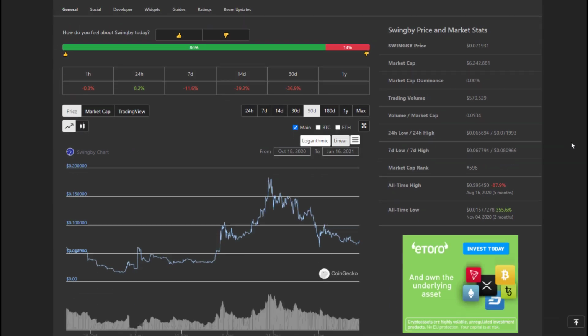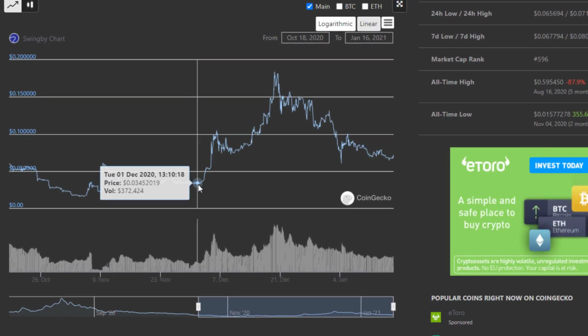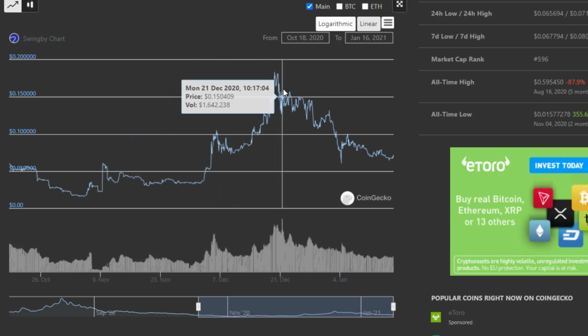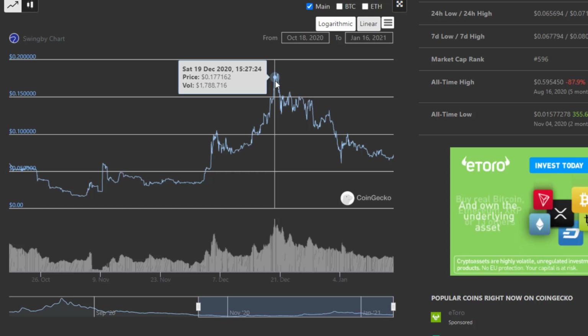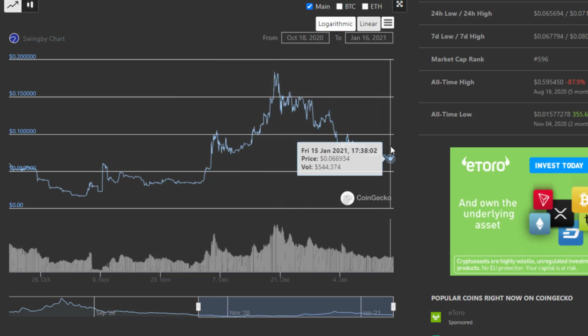Now, at the time of making that video, that was right around here, Swingby was just over 3 cents. After making that video, we saw a huge pump. It went all the way up to 17 cents and now it's come back down. It's still double from when we talked about it before, but it has come down to earth. It is still a great play in my opinion.